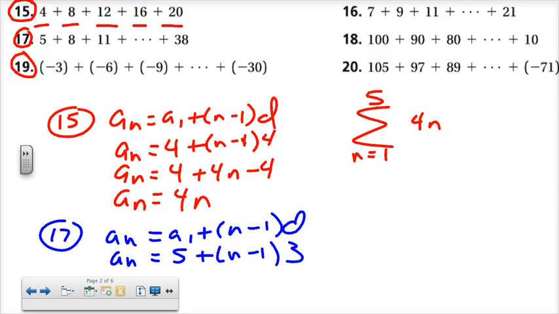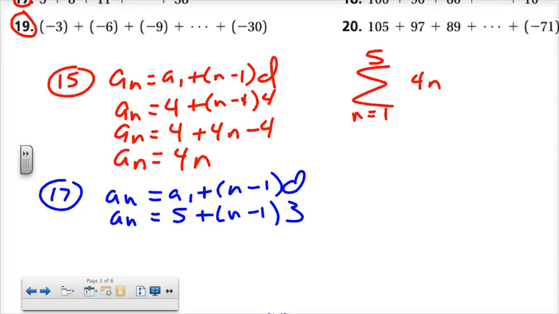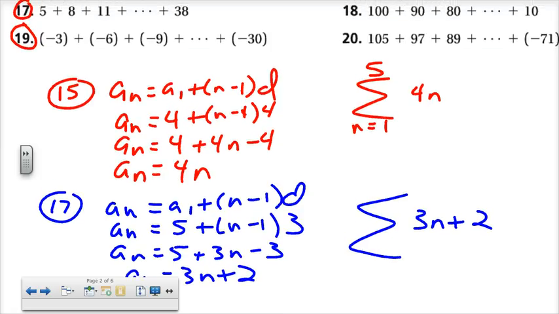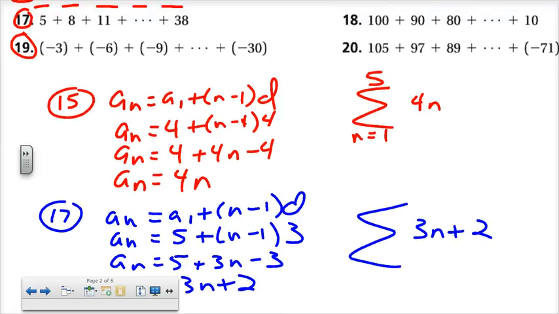And then we'll go ahead and distribute from the right-hand side. And simplify. And that is our rule. So we have a 3n plus 2 over there. And now it's all about, how many terms, how far do we need them to go? Because we know the first term is a 5. And if you put a 1 into our little formula there, you will get 5.